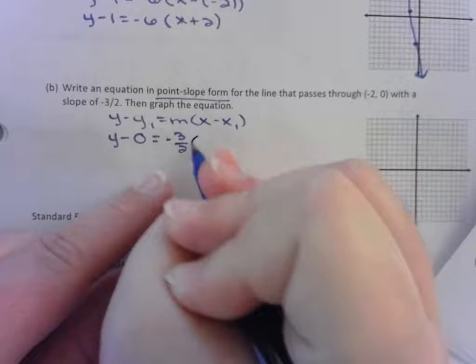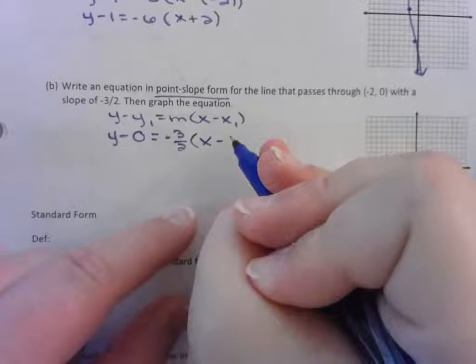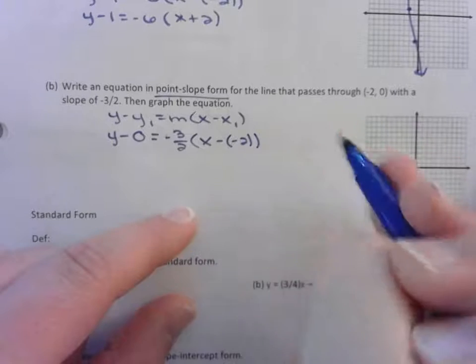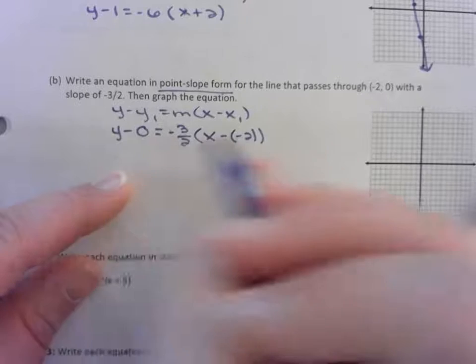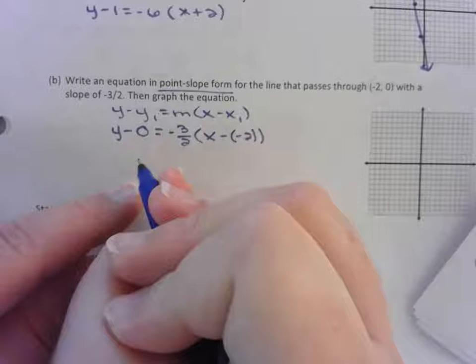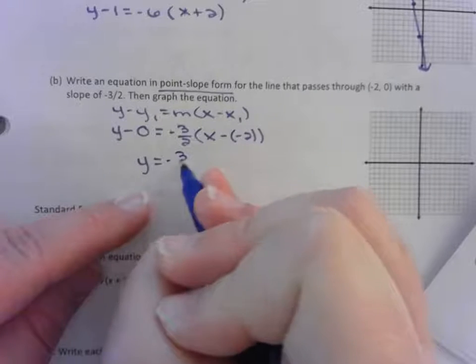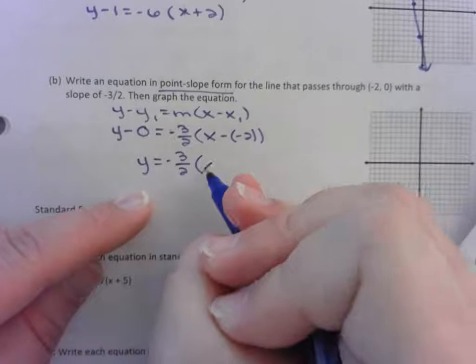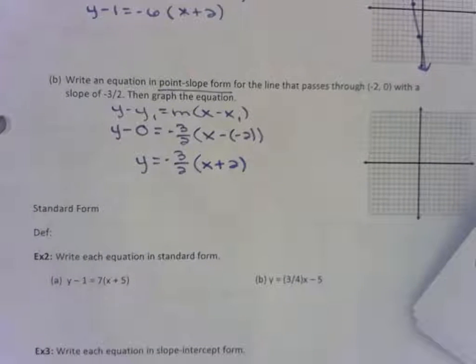Negative 3 halves. And then times x minus the x value in your ordered pair, which is what? Negative 2. So y minus 0 is what? y equals negative 3/2, and then x minus the negative 2, x plus 2. Just turn it this way. What form is this in now?